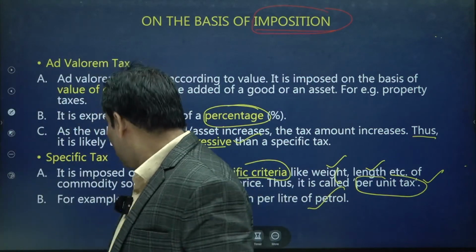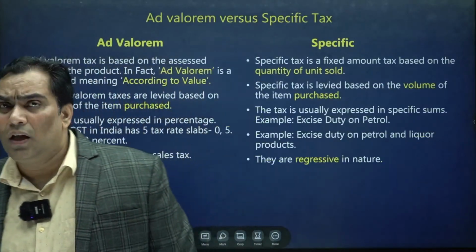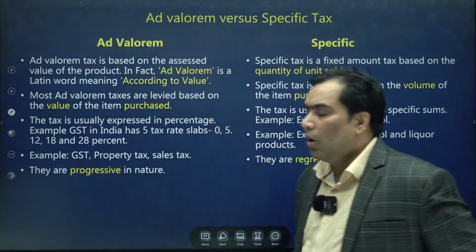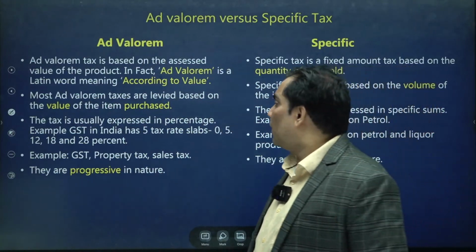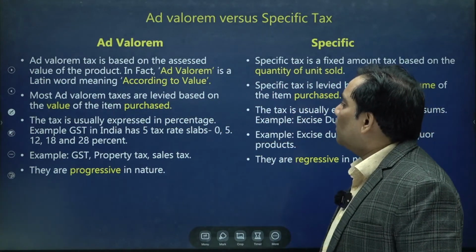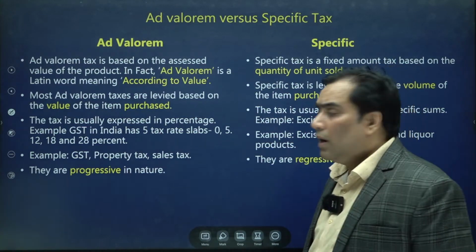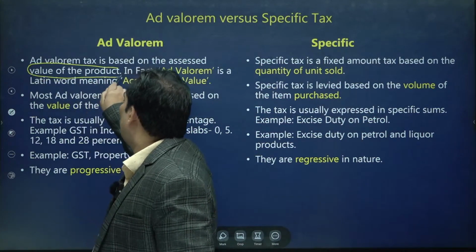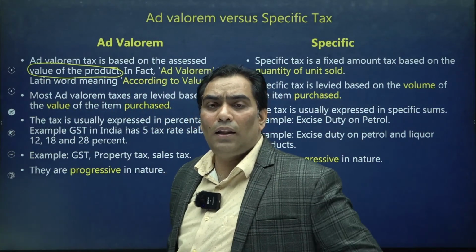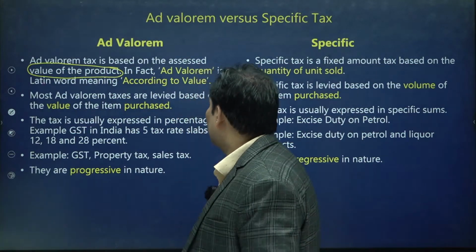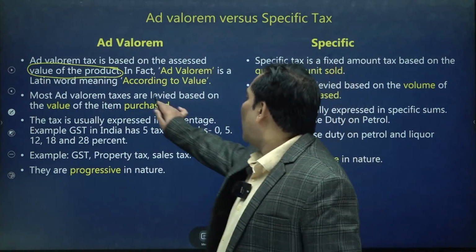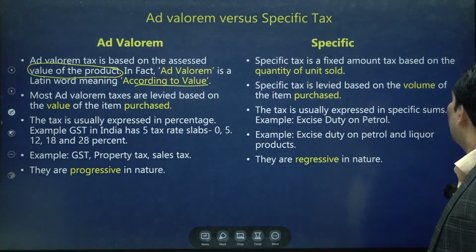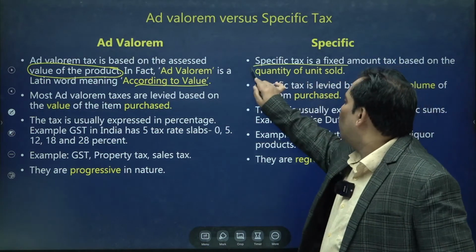Now we are going to discuss the difference between ad valorem and specific tax. Although we discussed it in detail, let me summarize once again. Ad valorem tax is assessed or levied on the value of the product, or on the value addition of goods or services, and ad valorem means according to value. Whereas specific tax is levied on the quantity of units sold.